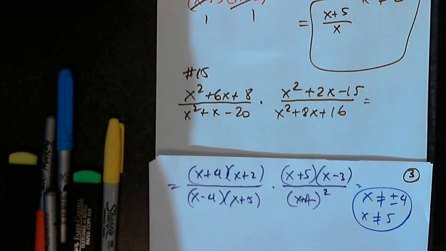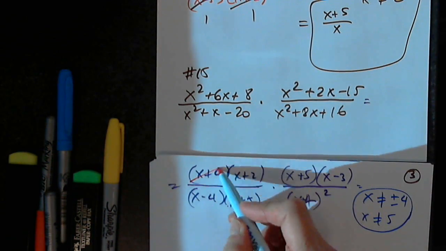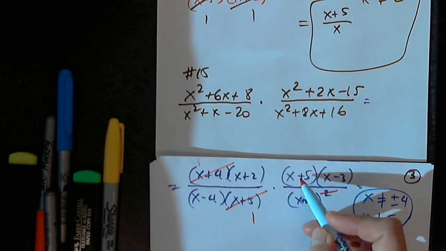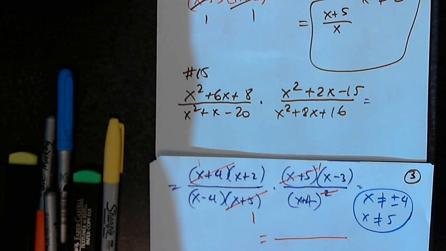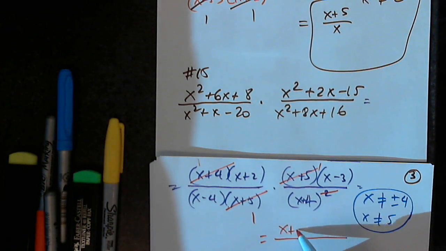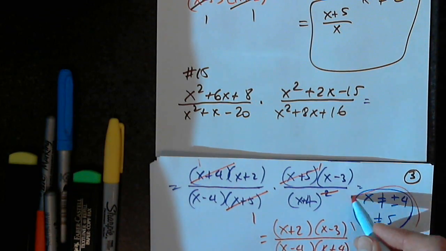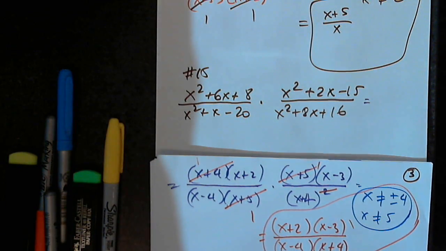Good. Now I'm ready to simplify. Is there anything I can get rid of? x plus 4, one x plus 4 from here with one from here. x plus 5. Is there anything else? No. So what is the top? Do not multiply, do not distribute. You have to keep it in the factored form. x plus 2, x minus 3, x minus 4, x plus 2. Any questions? Yes, please.